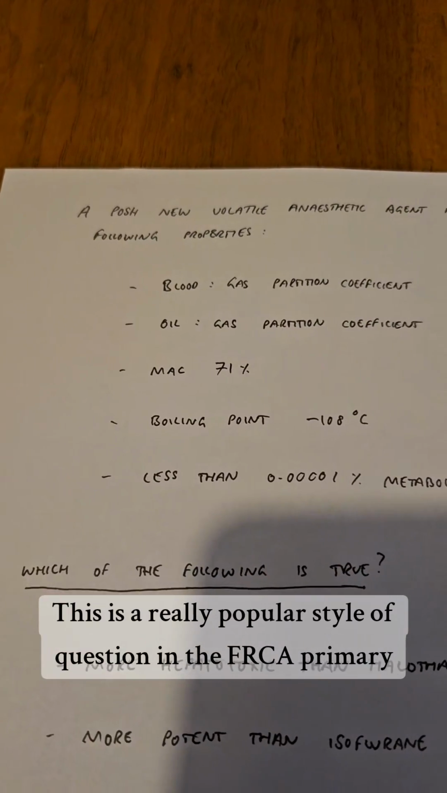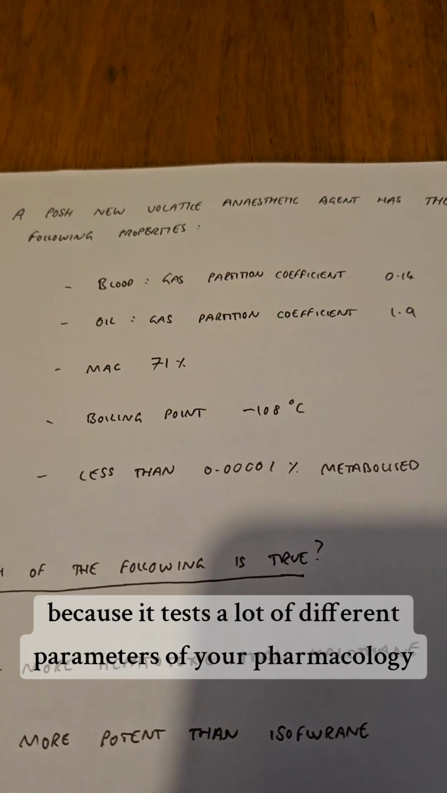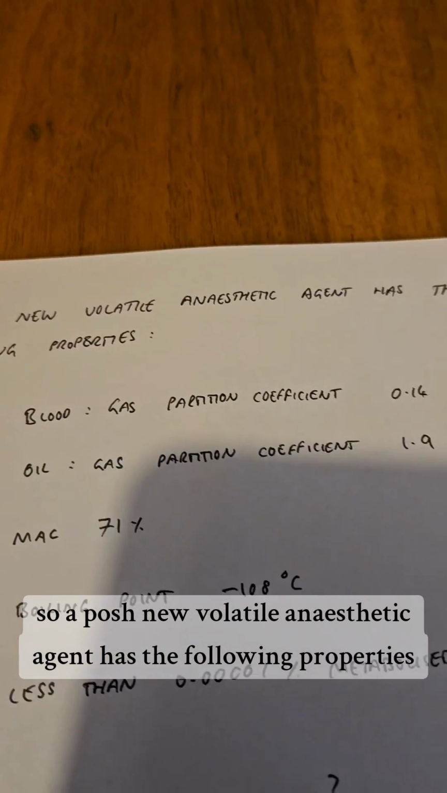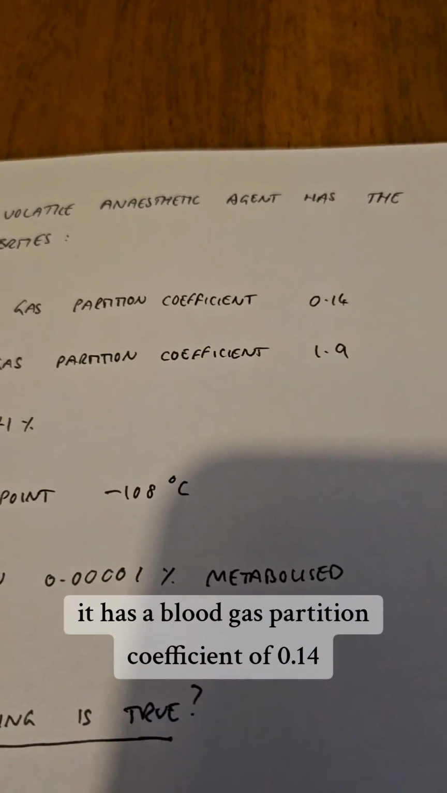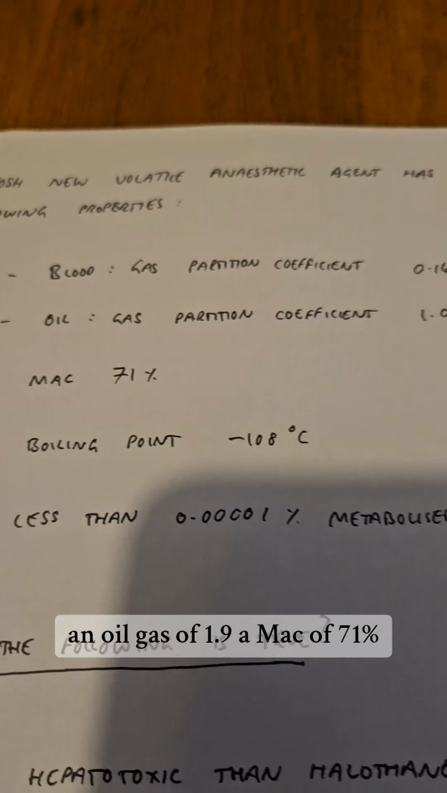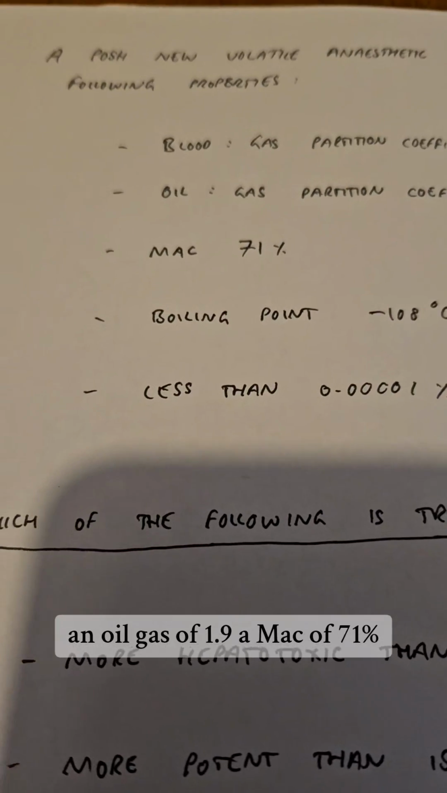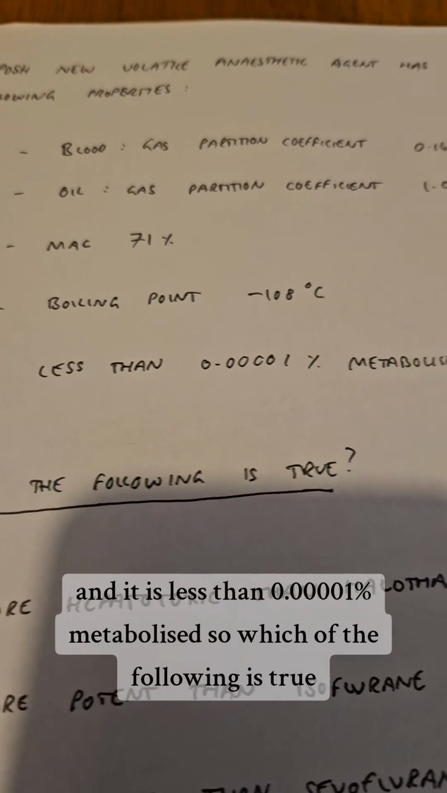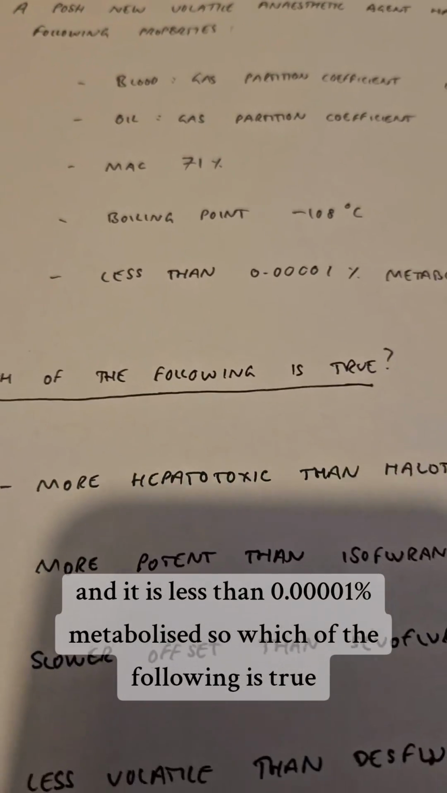This is a really popular style of question in the FRCA primary because it tests a lot of different parameters of your pharmacology. So, a posh new volatile anesthetic agent has the following properties. It has a blood gas partition coefficient of 0.14, an oil gas of 1.9, a MAC of 71%, a boiling point of minus 108 degrees Celsius, and it is less than 0.00001% metabolized.